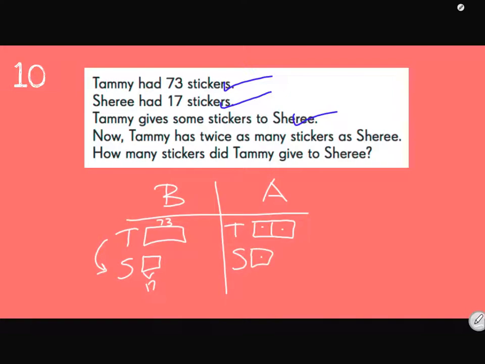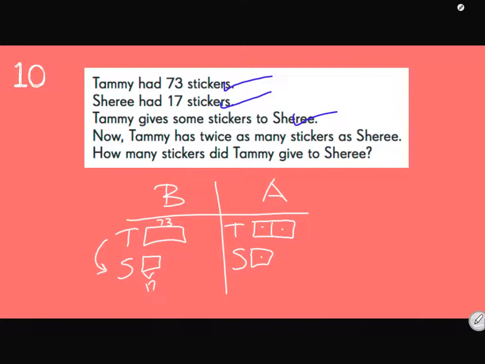How many stickers did she give her to make this happen? So basically we need to chop an amount off of 73 that when I add it to 17, it ends up being that Tammy is twice as much as Cherie. So here's the thing, when these before and afters happen, your gut is going to be to start guessing and checking, but you don't need to guess and check. There are ways to model through this so that you don't have to spend your time doing that.